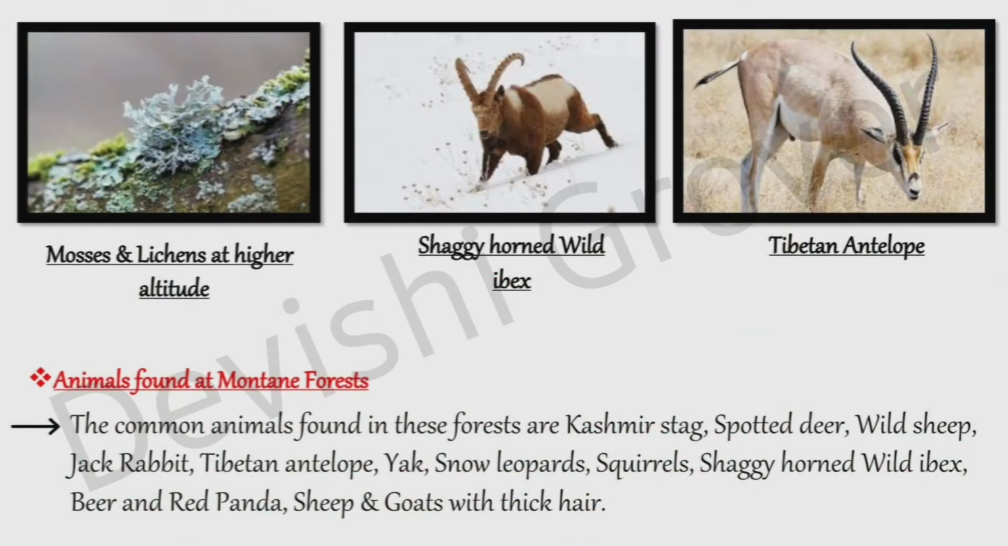Now, let's talk about the animals found in mountain forests. The common animals found in these forests are Kashmir stag, spotted deer, wild sheep, jackrabbit, Tibetan antelope, yak, snow leopards, squirrels, shaggy horned wild ibex, deer and red panda. Sheep and goats with thick hair are also found here.